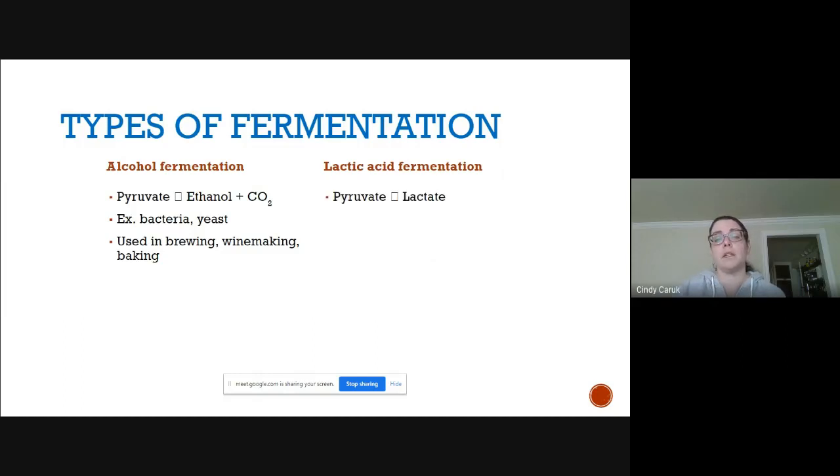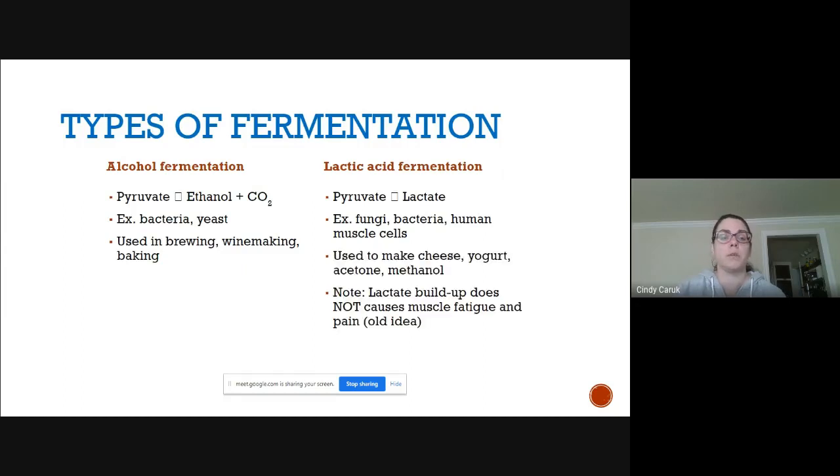And lactic acid, the pyruvate is broken down to lactate. This happens in fungi, bacteria, human muscles. It's used to make cheese, yogurt, acetone, and methanol.